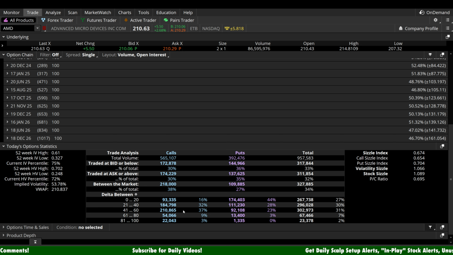But if we break it down by time frame, you can see here that every single delta range is leaning call heavy except for the short-term 0 to 20 delta range. That range has 93,000 calls, 174,000 puts. Those are going to be those short-term speculators. So they seem to be leaning a bit to the bearish side, a bit to the put side, whereas every other time frame on average, including the overall, is leaning call heavy.